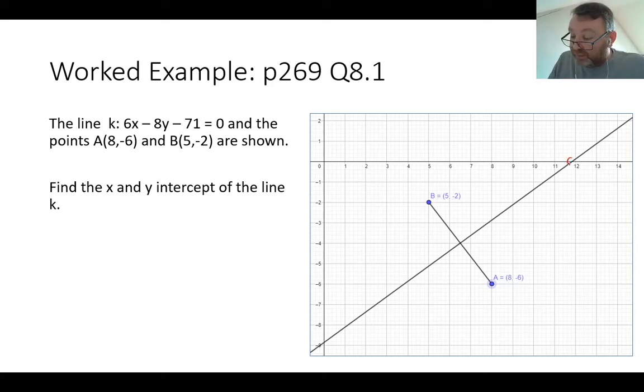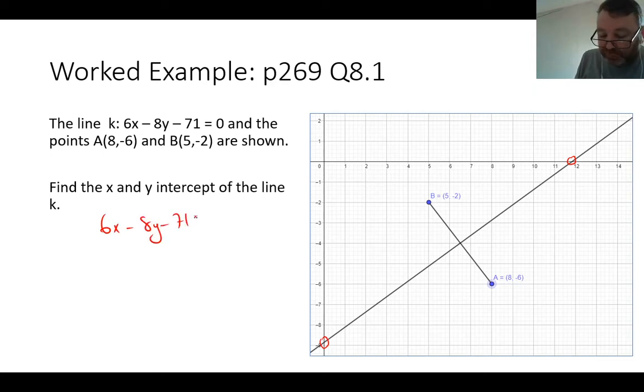We could say, well, it cuts there and it cuts here, but there's a bit of a pain because we're not too sure decimally speaking. It's not 12, it's in between 11 and 12, and this one is in between -8 and -9. So it's difficult to guess, and don't guess, work it out properly. Take down the line K. It's 6x - 8y - 71 = 0.